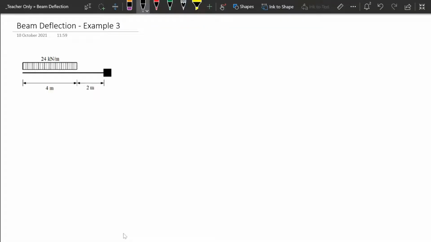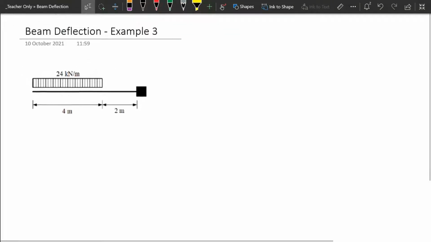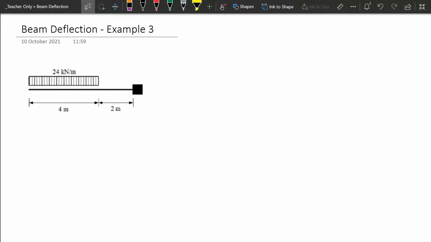Hi everyone, this video is the solution for example 3 on the topic of beam deflection. So we're still doing a cantilever, but now we're going to do it with a UDL, and a UDL that doesn't go all the way to the end of the beam. Similar to before, we're going to start by defining our axis.